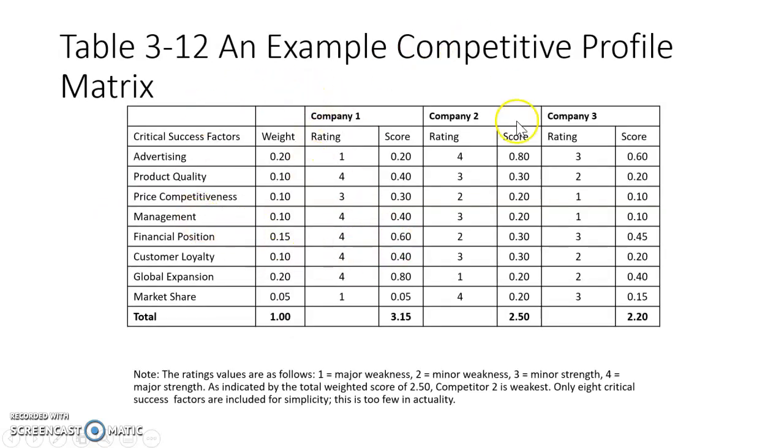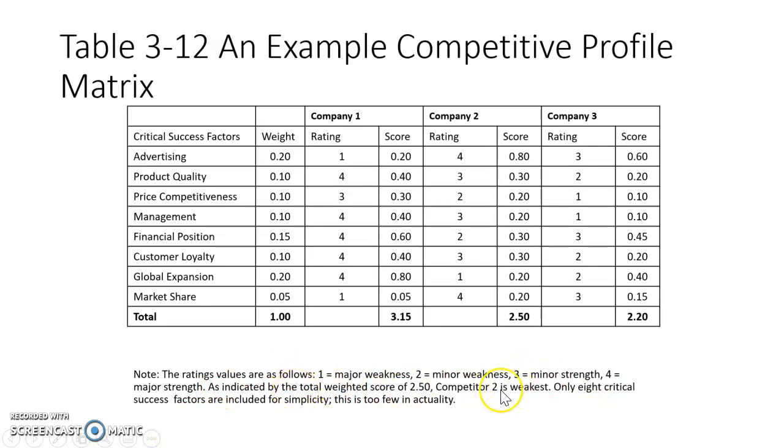All right, so here are 3 companies. And so you would say advertising, they identify their critical success factors. They weight them all. Again, all those weightings have to equal 1. And then they rate them. 1 is that it's a weakness, major weakness, 2 minor weakness, 3 minor strength, 4 major strength.